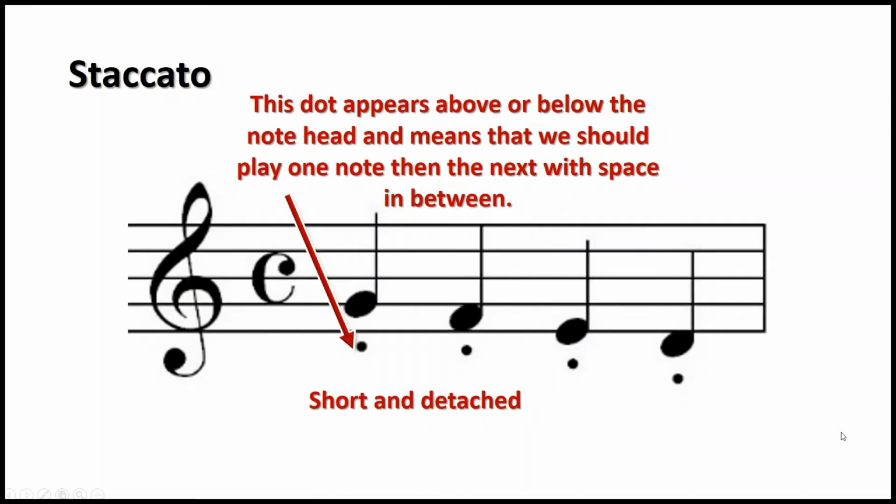The opposite of a slur would be a staccato. A staccato appears above or below a note head. It appears below all of these. And it means we're going to play these notes short and detached. We want space in between these notes. So we don't want to change the speed at which we play them. We don't want to change anything else about it. We're not changing rhythm. We're just changing how much of that beat that note actually lasts.